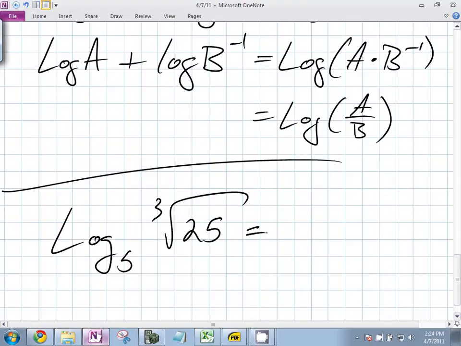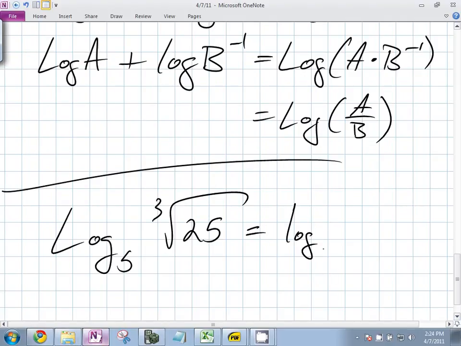What do you think I would do first on this? Someone want to vote on what I would do first? I would change something here. Exponential form? You could. That's not what I would do, actually. I hate cube root. What am I going to write it as? 25 to 1/3, right.